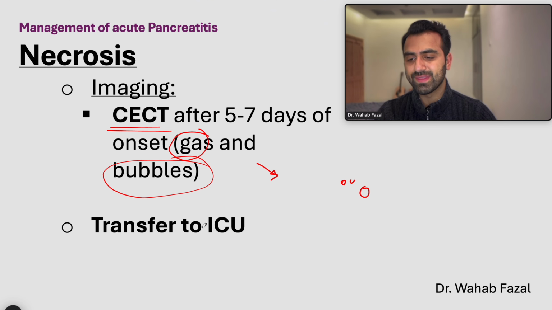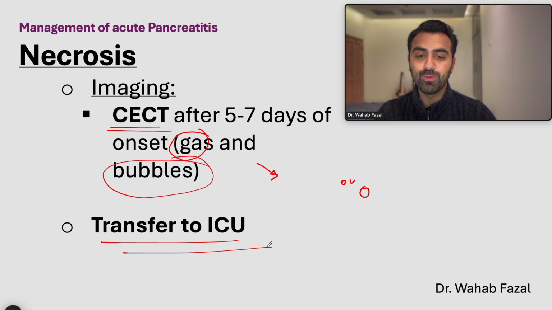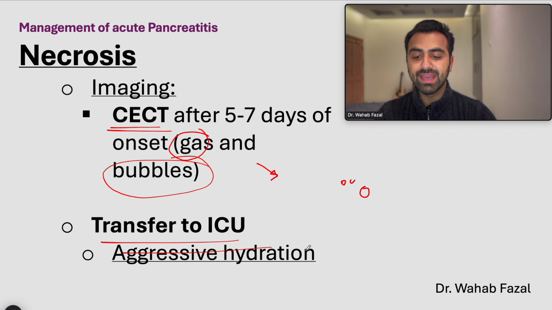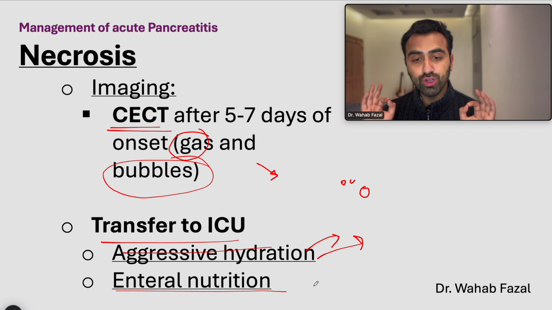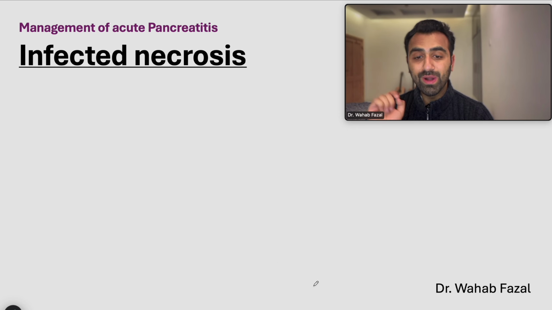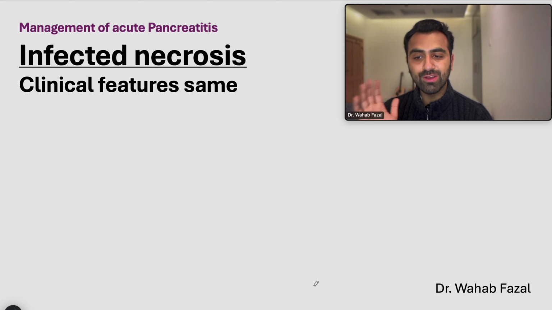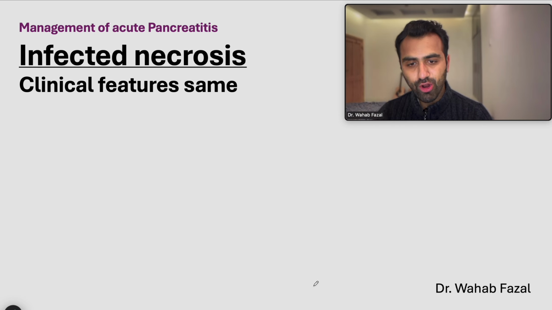You want to transfer this patient to the ICU because this patient is actually going into the category of severe pancreatitis. So this patient needs to be transferred to the ICU. And there they will need aggressive hydration and enteral nutrition, starting nutrition as soon as possible. Remember, most of the management of pancreatitis is just going to be supportive care with aggressive hydration and nutrition as soon as possible. What other complication? Now you have the same patient and the patient is still not improving.